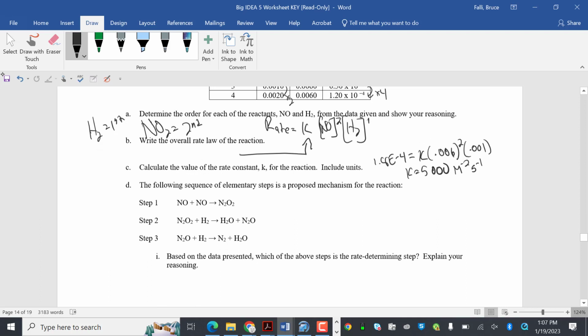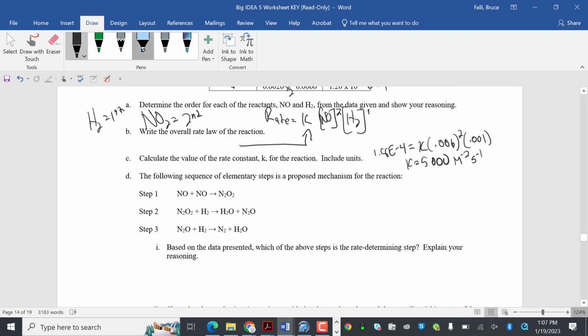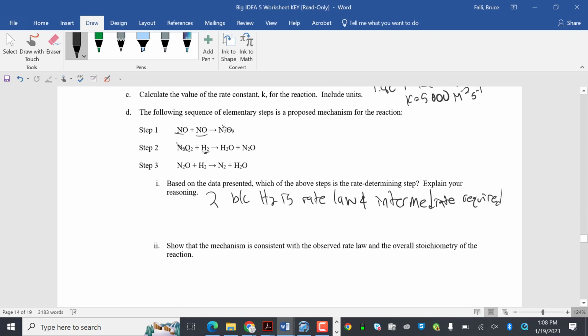The following sequence of elementary steps is a proposed mechanism for the reaction. Based on the data presented, which is rate determining? So this is my rate law. That means I need to have a step that will include both of those. Step 1 has the NO squared, but it doesn't have the H2. This one has the H2, and see how that pulls it down? So it is step 2, because H2 is in the rate law, and the intermediate required, the NOs to form. So the mechanism is consistent with the observed rate law and the overall stoichiometry of the reaction.